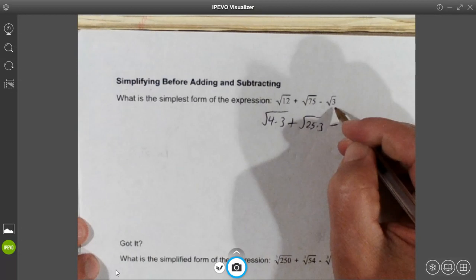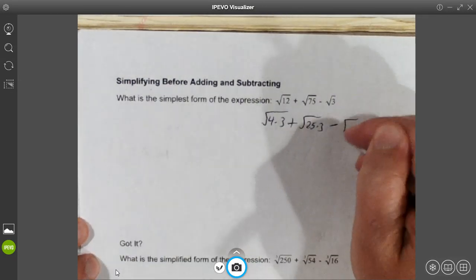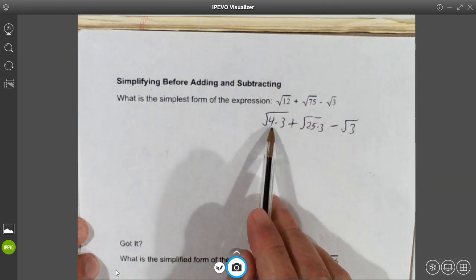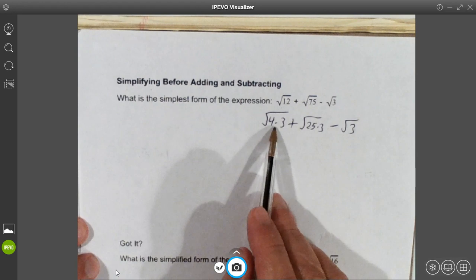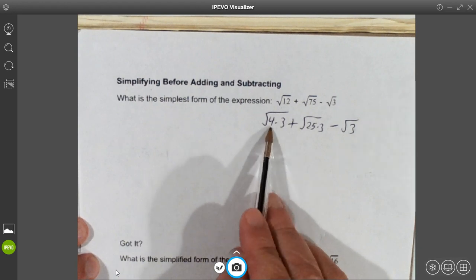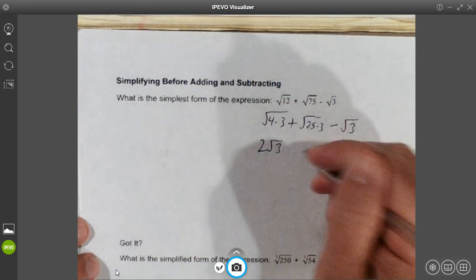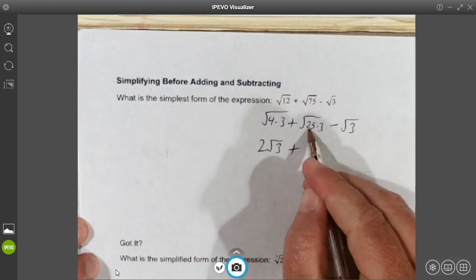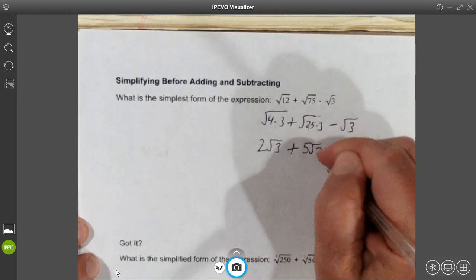Minus, and now 3. Does it have any factors that are perfect squares? No. All right, so that's just going to be the square root of 3. But now if we look at simplifying these, again, I could rip this up into 2. That'd be the square root of 4 times the square root of 3, and the square root of 4 is 2. So that would be 2 times the square root of 3 plus, that'd be the square root of 25 times the square root of 3. That's 5 square root of 3.